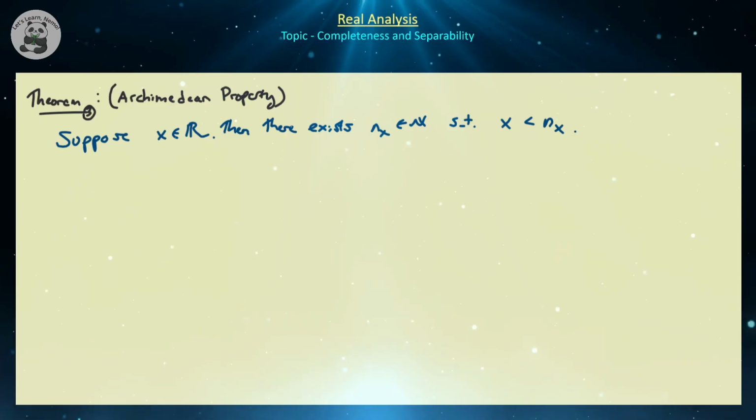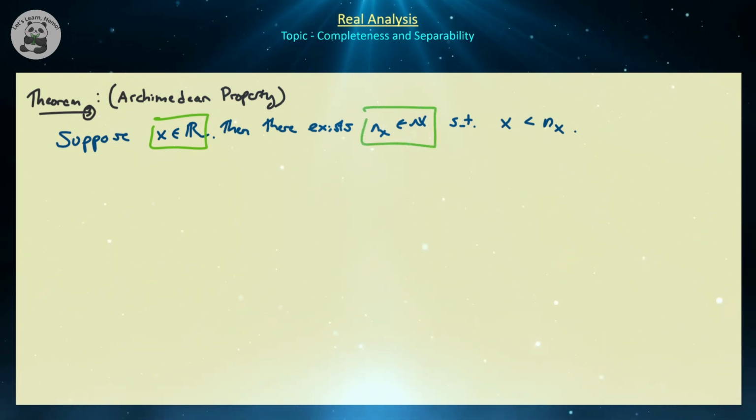The next theorem that I want to take a look at is called the Archimedean property, and it says the following. Suppose you choose a real number x, any real number at all. Then there is always going to exist a natural number n that depends on x, such that that natural number is always going to be bigger than the real number that you have chosen. Right? So that's the Archimedean property.